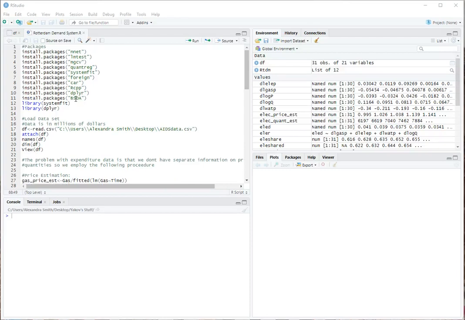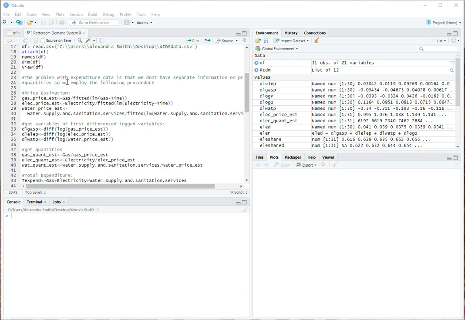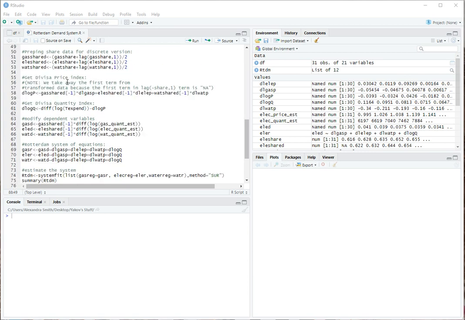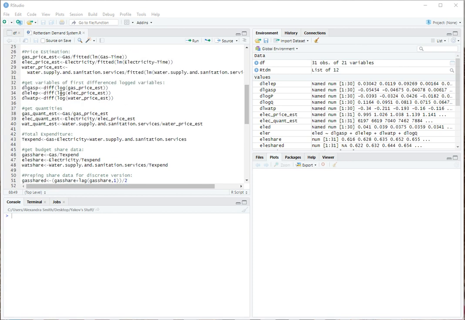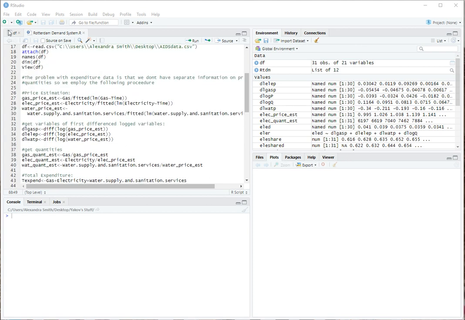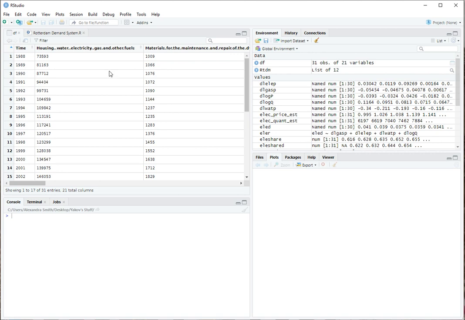What's up? In this video, we're going to estimate the Rotterdam demand system, and I have a lot of code here. I'm not going to go through every single point, but I'll talk about how I go about estimating this thing using only expenditure data.